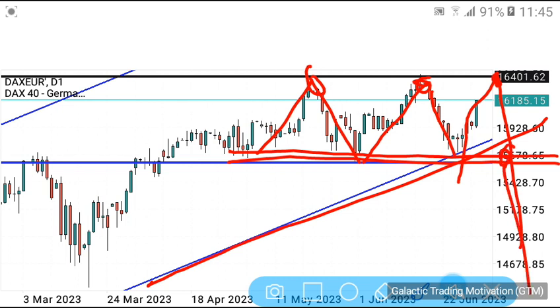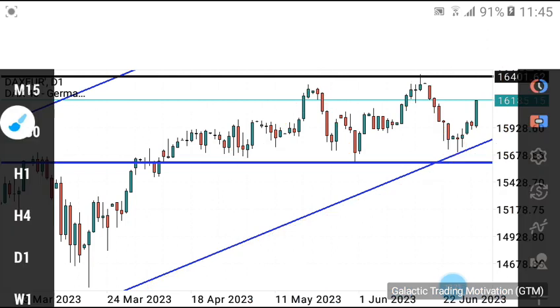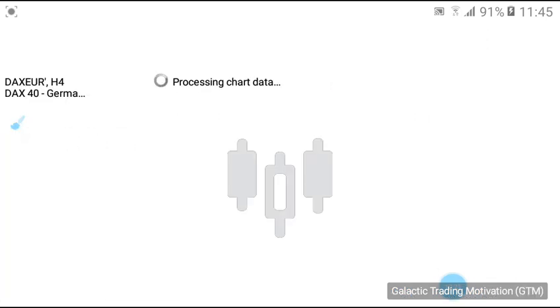Although I know a lot of people are going to be looking for those selling opportunities at this point, and that's for people that are not scared of risk, right? Anyway, what else do we see? At this point, I don't see much. Let's head down to the H4 chart and see what's happening down there. H4 chart, just bear with me. Let's have a look.